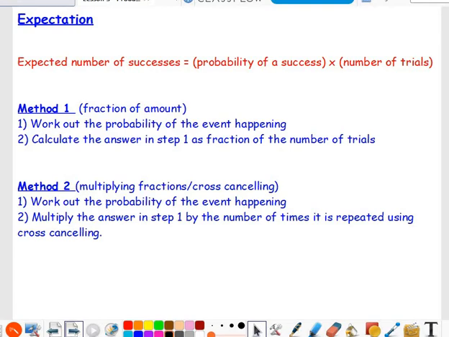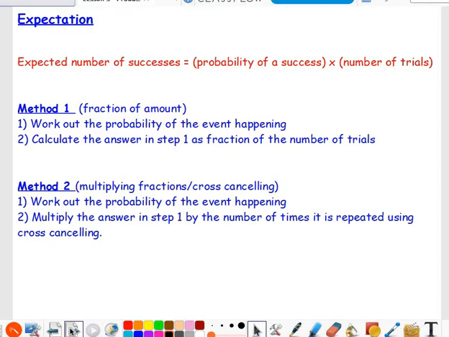There's two methods we can use to work out expectation, and it's totally up to you which one you use, or you may like to use a mixture of both depending on the question. Method one is like working it out as a fraction of an amount. First you work out the probability of it happening, and then you calculate the answer in step one as a fraction of the number of trials.